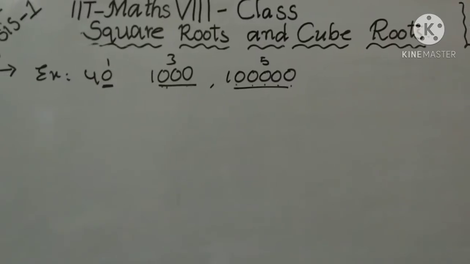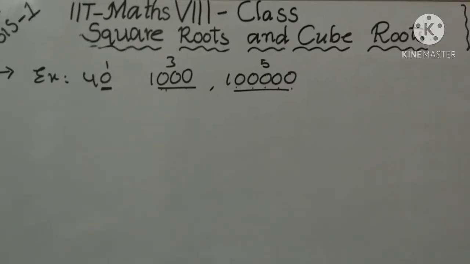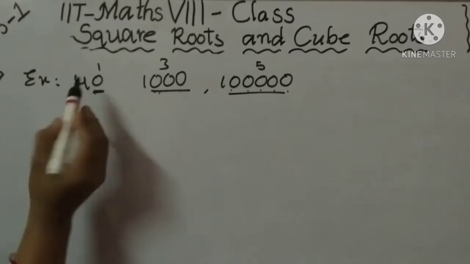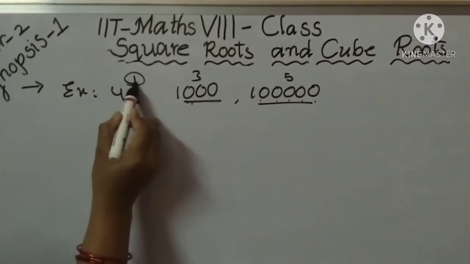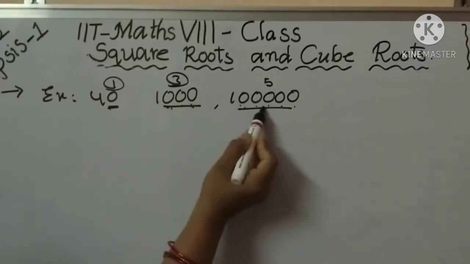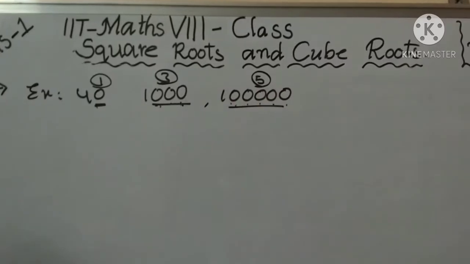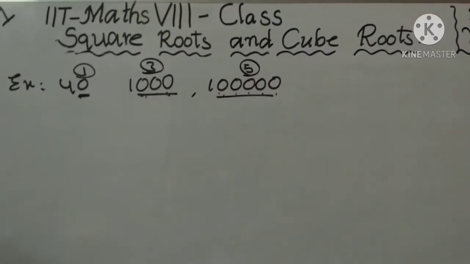What is the third property? A number ending with an odd number of zeros. Odd number means, here how many zeros are there? One 0. 1 is an odd number. Here how many zeros are there? 3. 3 is an odd number. And here 5 zeros are there. 5 is an odd number. That is never a perfect square.